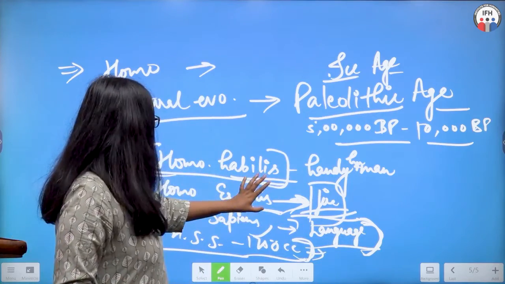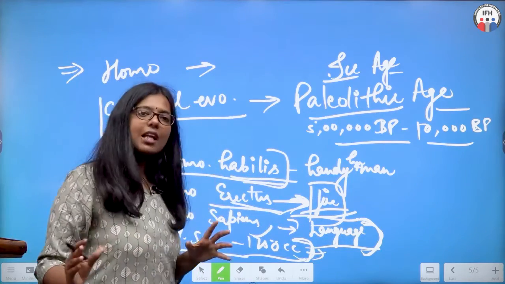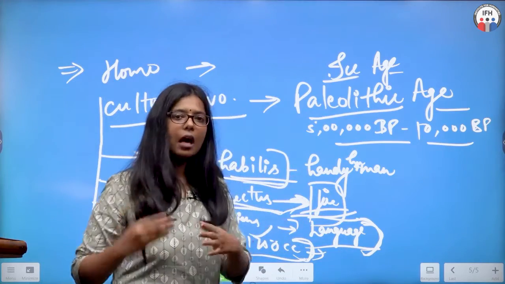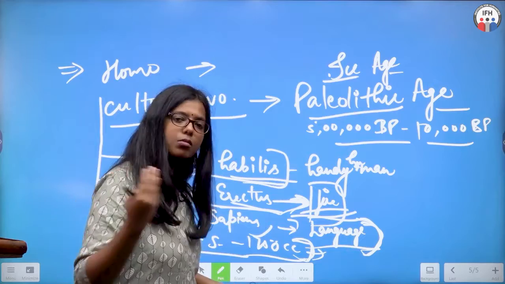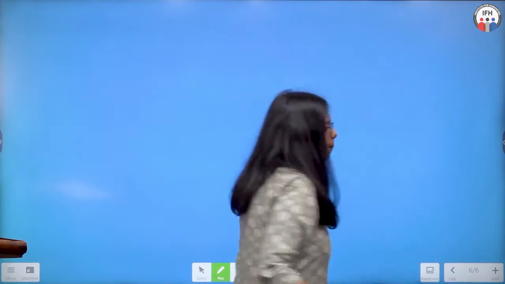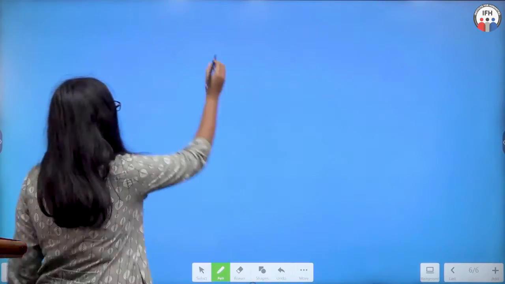So we have talked about the biological evolution. Even when the cultural phase has started, we have looked at how biological evolution was also happening side by side. So coming to Paleolithic, first of all, what I want you to understand is this terminology, Paleolithic.